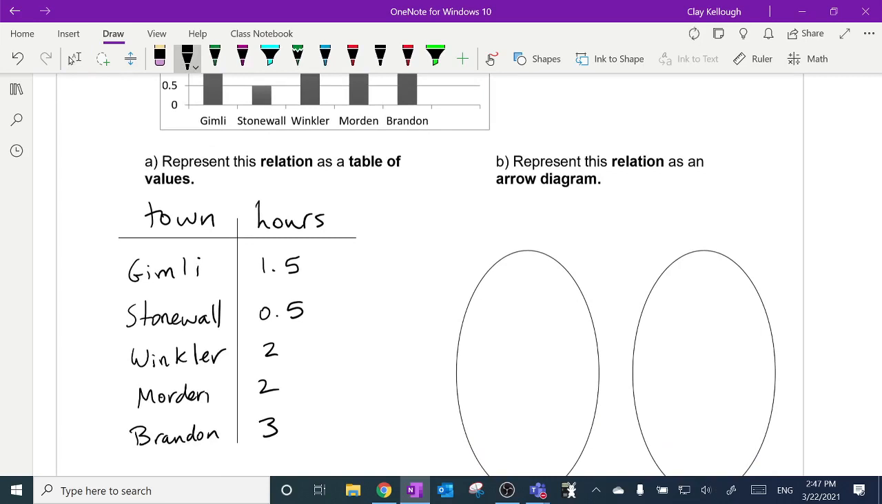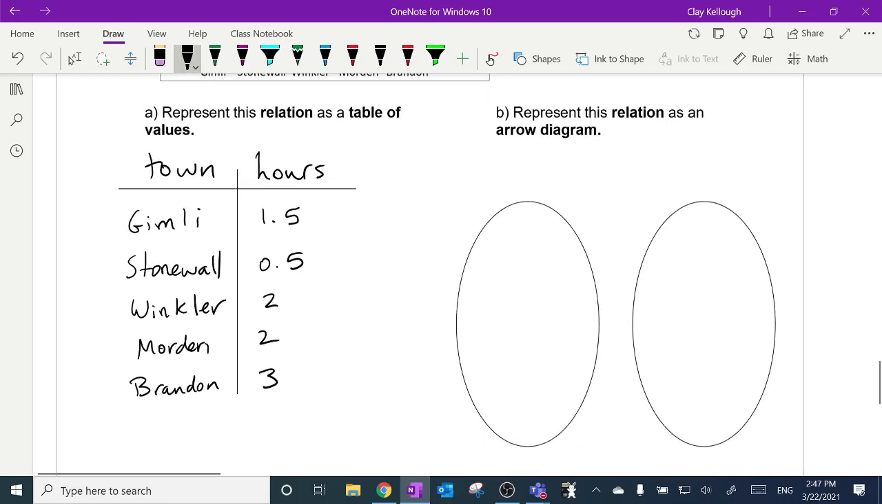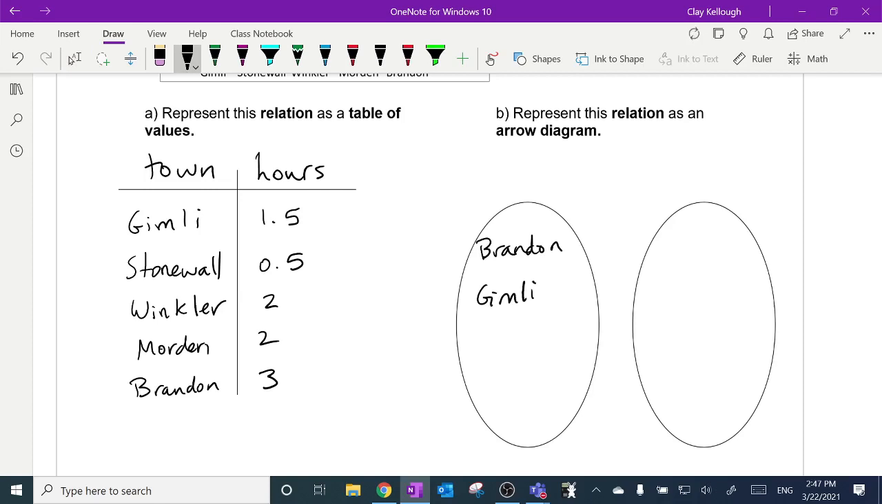But if we did this as an arrow diagram, we could simplify it a little. Let's mix them up. Let's put them alphabetical on the left-hand side here. So Brandon is first, and then Gimli would be second, and then Morden would be third, and then Stonewall, and then Winkler, W would be last. And okay, so Brandon, so let's put the numbers in numerical order too.